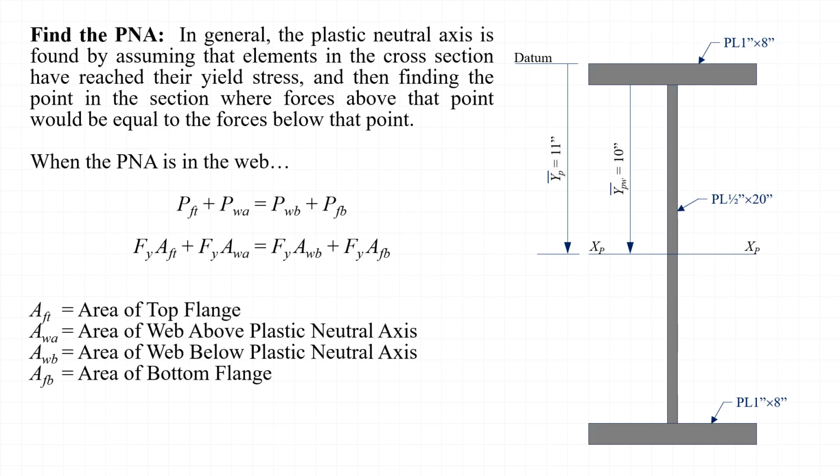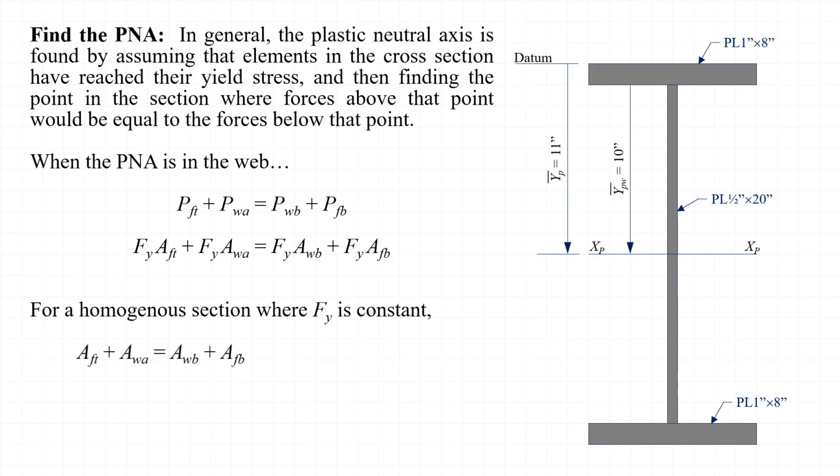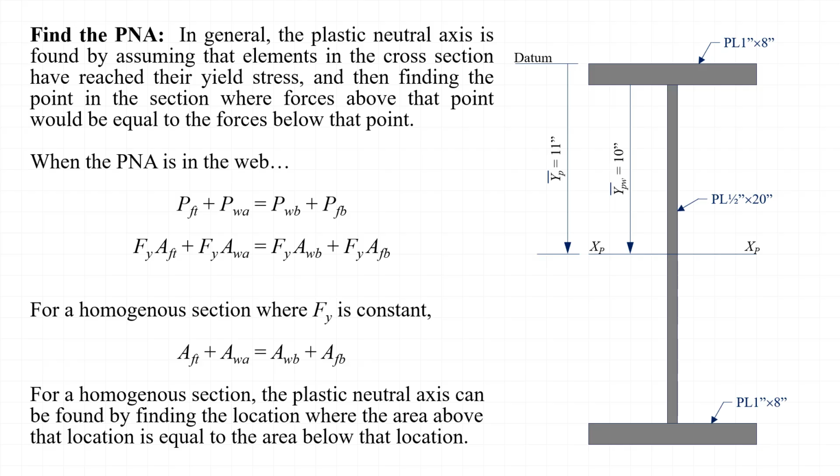We can rewrite this equation by factoring out the yield stresses of the elements of the cross-section, where each of the areas is defined as shown here. And for the case of a homogeneous cross-section, where the yield stress of the material is constant, the value of F sub y cancels out entirely, and we can say that the plastic neutral axis is located where the area above the axis is equal to the area below it. This concept is sometimes referred to as the equal area axis theorem, and the equation shown in this slide holds for I-shaped homogeneous sections where the plastic neutral axis is in the web.